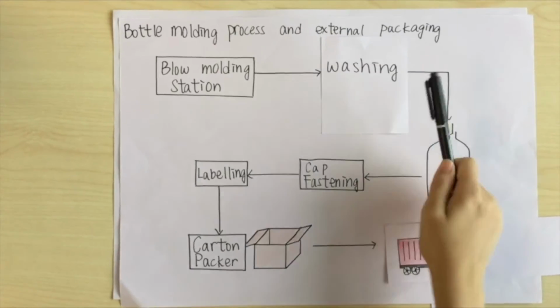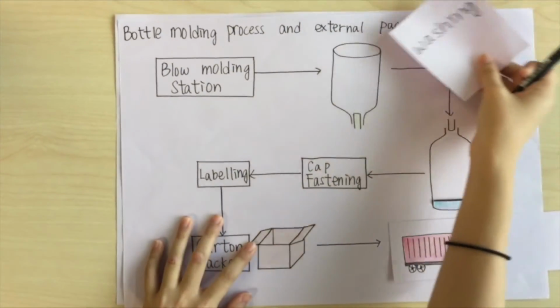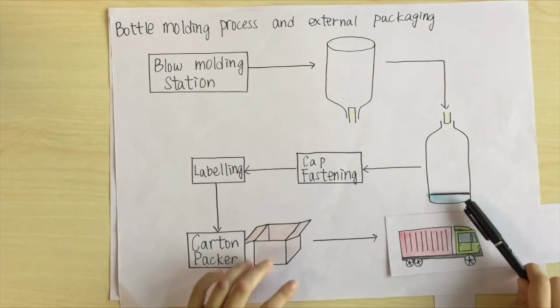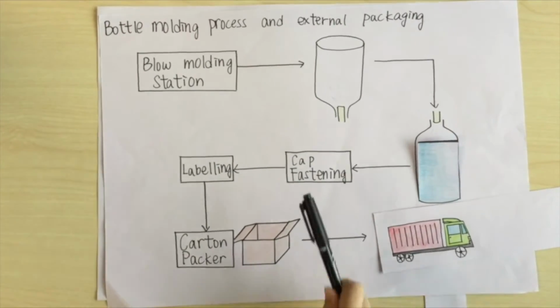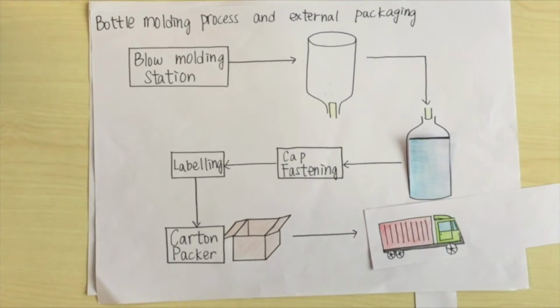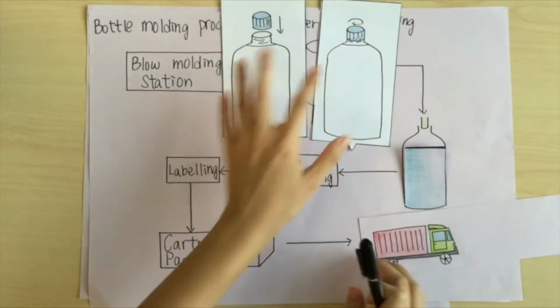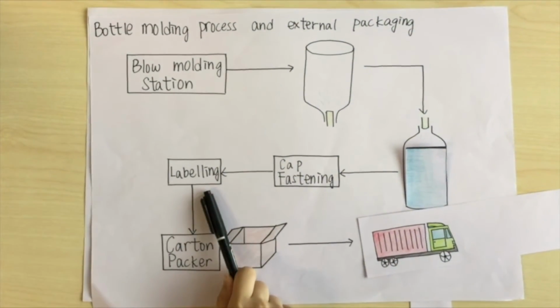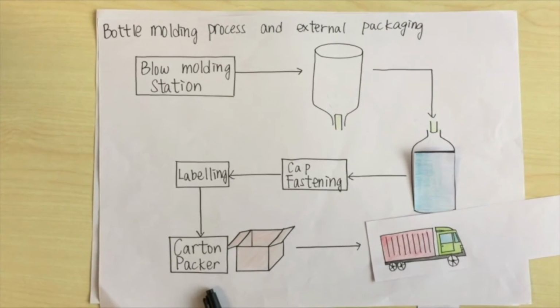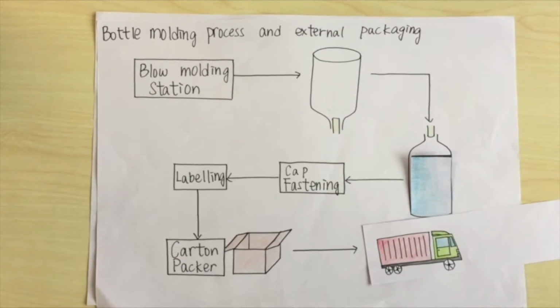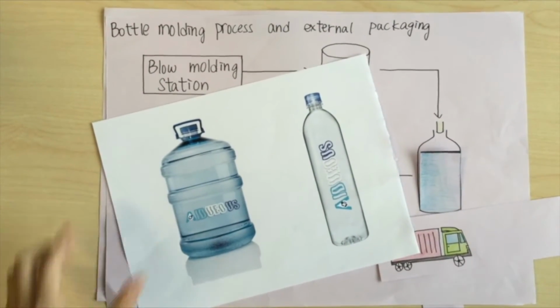After all the molding processes are complete, the bottles will be washed and filled with water. The combining and capping of the bottles will be done by the machine. Then, we are going to the external packaging. Label the bottles and convey to the carton packer. Now, our water is ready.